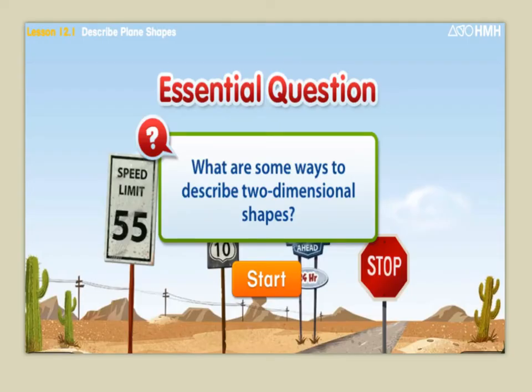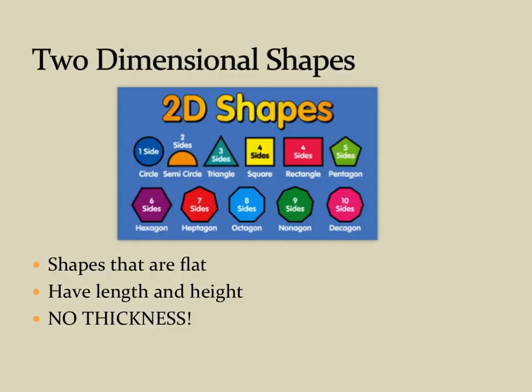Before we get started, we need to ask our essential question. What are some ways to describe two-dimensional shapes? Two-dimensional shapes, or 2D shapes, are shapes that are flat, have a length and a height, but do not have any thickness. Look at this picture and count how many 2D shapes we have learned about this year.